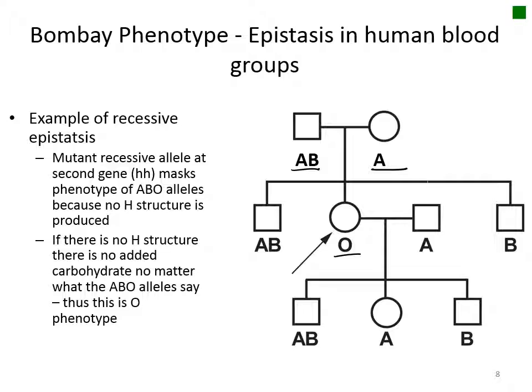Instead, her genotype was A allele, little h, little h, which gave her an O phenotype even though she was homozygous for the A alleles.